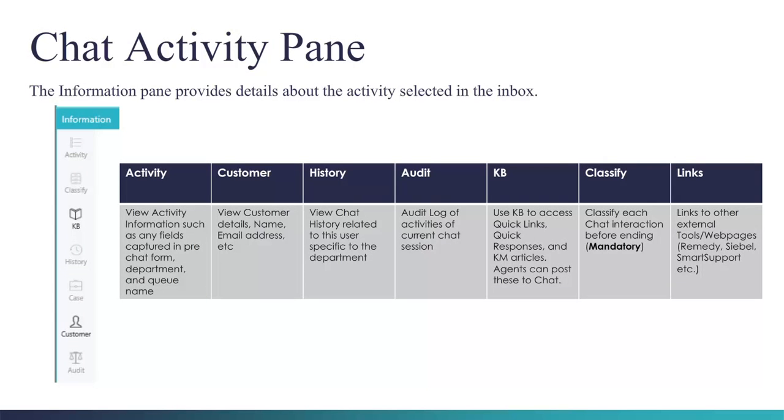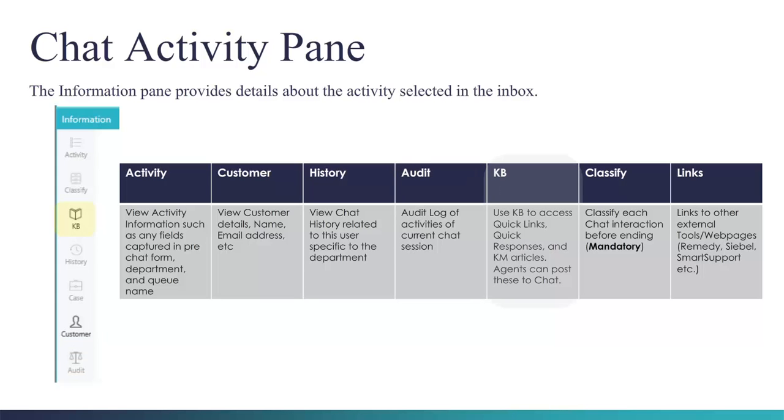Now let's take a look at the Information pane, which provides details about the activity selected in the inbox. In the activity link, you can view activity information, such as any fields captured in pre-chat form, department, and queue name. The customer icon allows you to view customer details, such as the name or email address. The history icon allows you to view chat history related to the user specific to the department. The audit icon contains a log of activities of the current chat session.